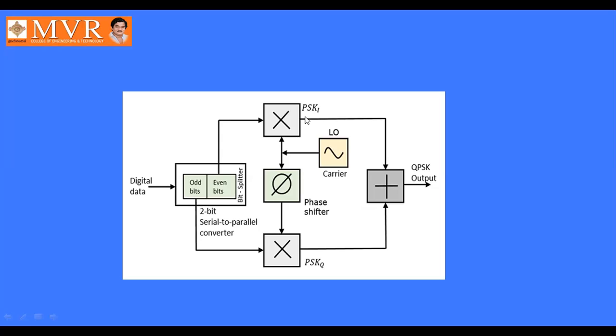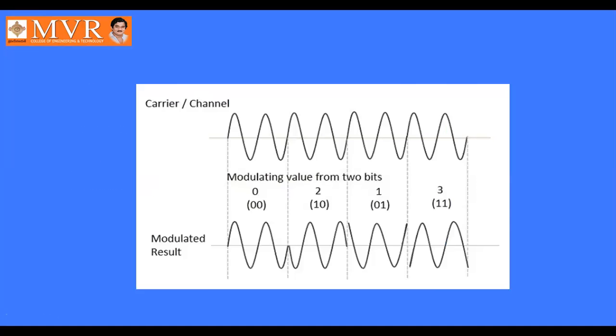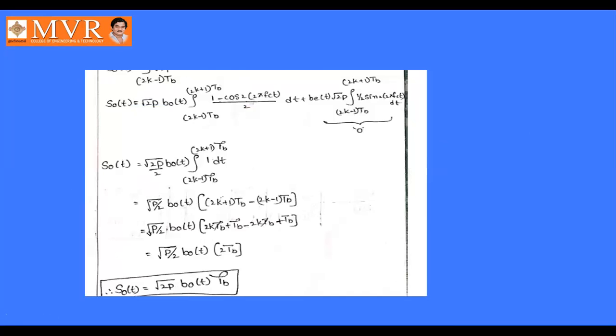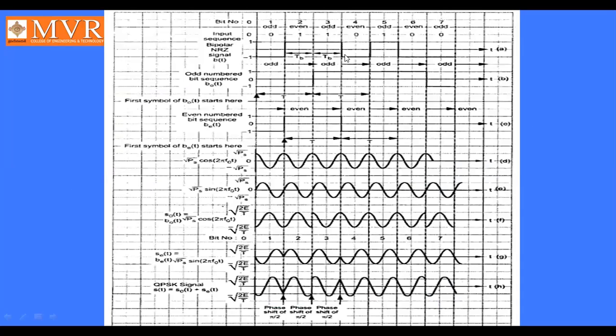So this PSK signal is the even number of bits with a carrier, and this is the odd number of bits with a 90 degrees phase shifted carrier. So these two are applied to the QPSK modulator. So this is about the QPSK transmitter. We are observing here. I'll explain here.